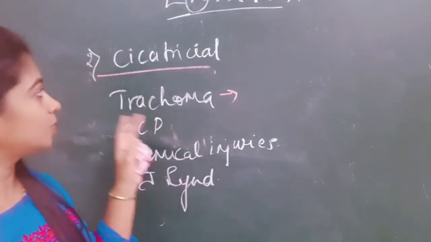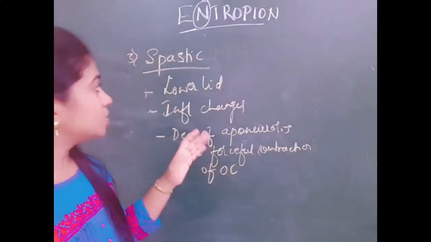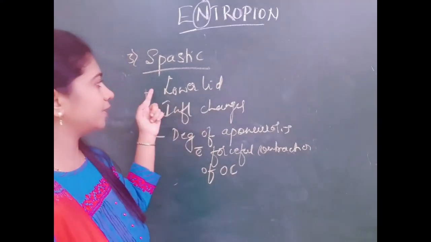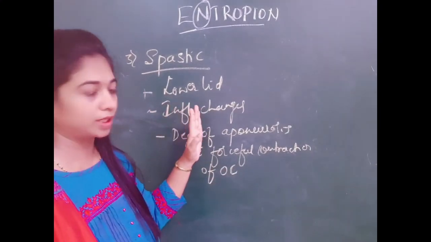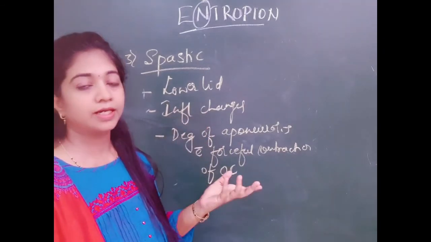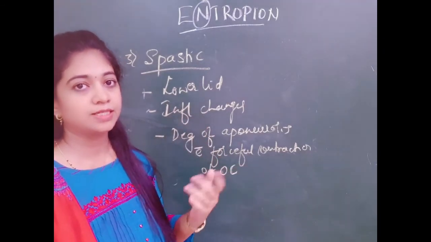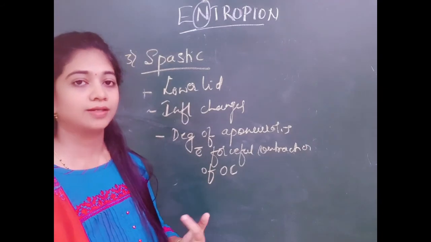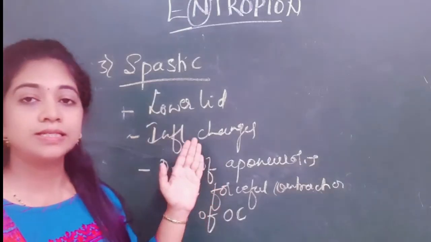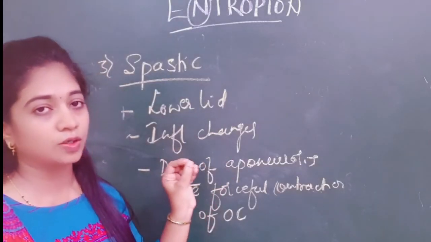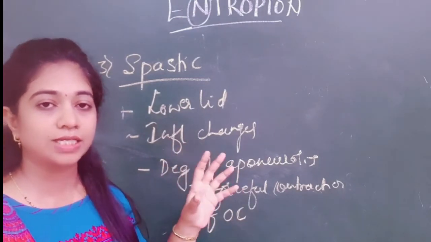Okay, so this is about cicatricial entropion. Coming to the next type, that is the spastic entropion. It occurs invariably in the lower eyelid, secondary to some irritation of the eye. That is, there can be irritation secondary to trauma or secondary to inflammation. So whenever there is some irritation of the eye, the orbicularis oculi muscle tends to contract. That is the reflex spasm we see.